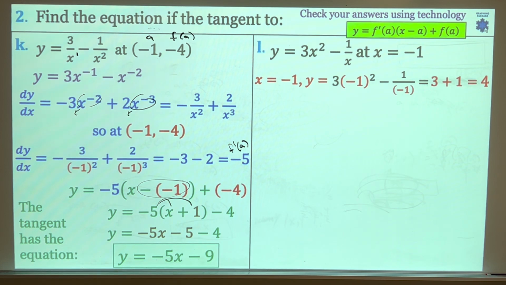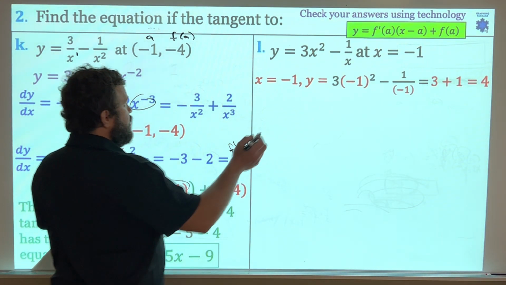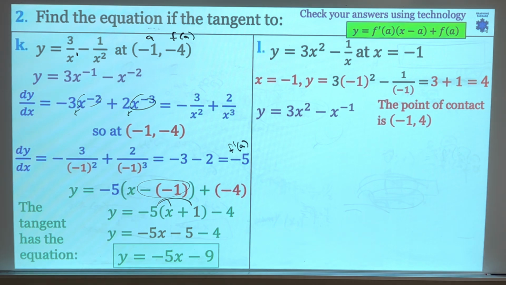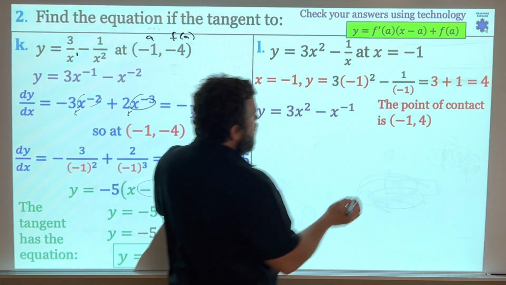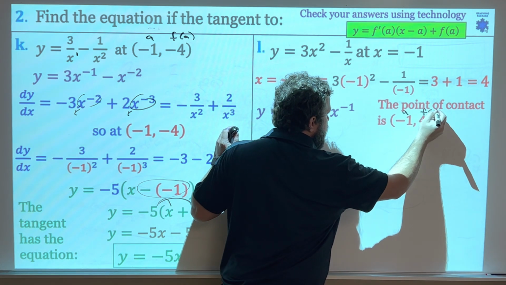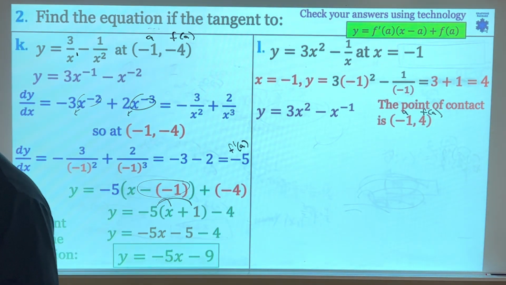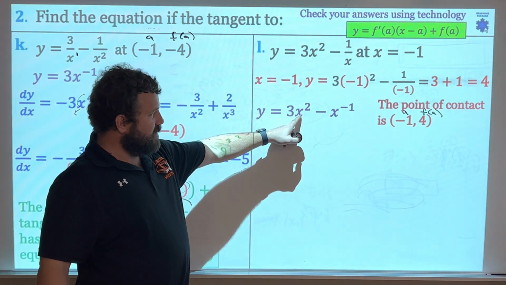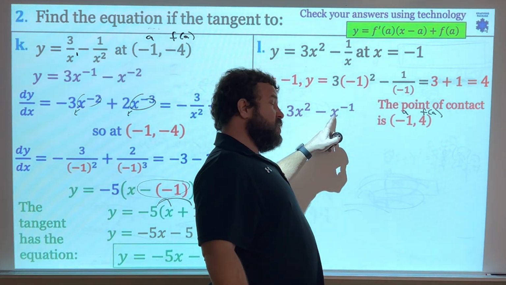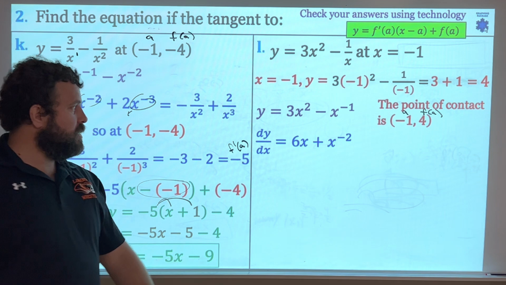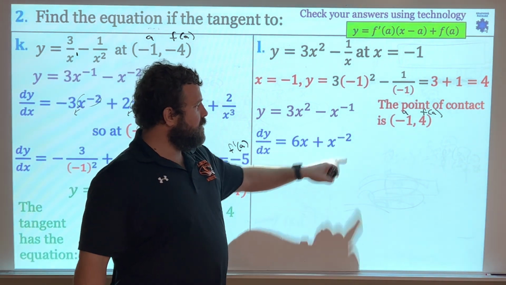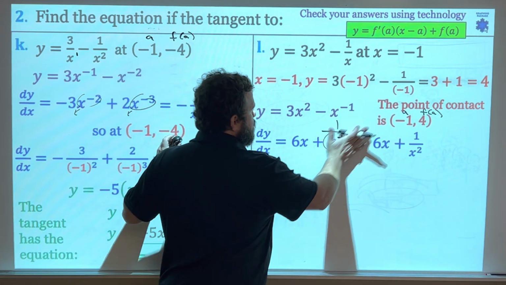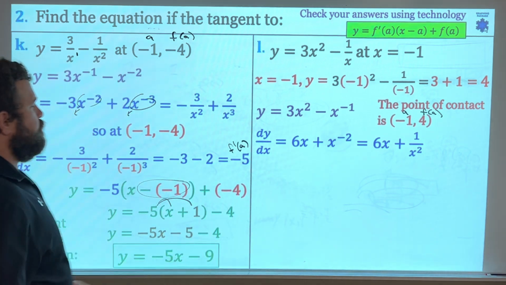Now, I could also rewrite this equation. The way I'm going to rewrite this equation to derive it is 3x squared minus x to the negative 1. And I could derive that. My point of contact is negative 1, which is my a, and 4, which is my f of a. Derivative of this: 3 times 2x is 6x, minus negative 1 to the negative 2, minus a negative is a plus. So it's 6x plus x to the negative 2. In order to make this a positive exponent, I'm going to put a 1 over it: 6x plus 1 over x squared.